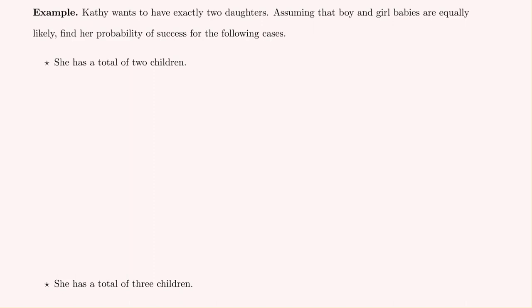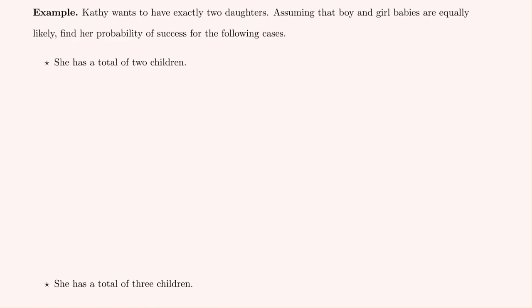In our next example, Kathy wants to have exactly 2 daughters. Assuming that boy and girl babies are equally likely, find the probability of having exactly 2 girls in the following cases. She has a total of 2 children. As before, whenever we're computing probability, it can help us to list out all the options.